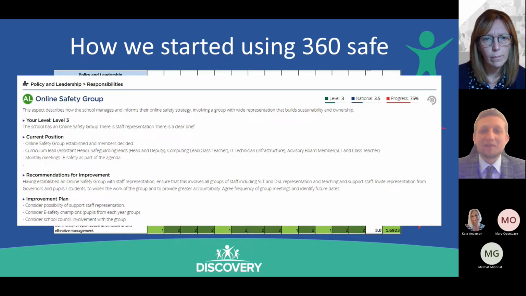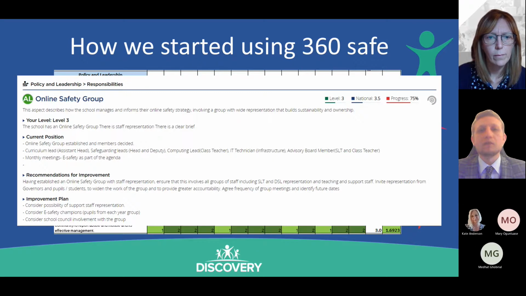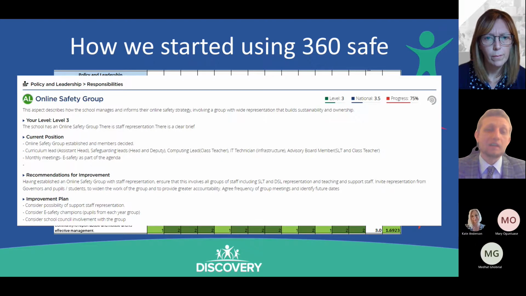Improvements never stop, as we all know. They carry on. So once we've done the first level, we then go again, and we're not going to audit again, but what we will do is look at where, okay, we might have got to a level 2 in something. What's that next step? How can we strive for excellence in online safety?